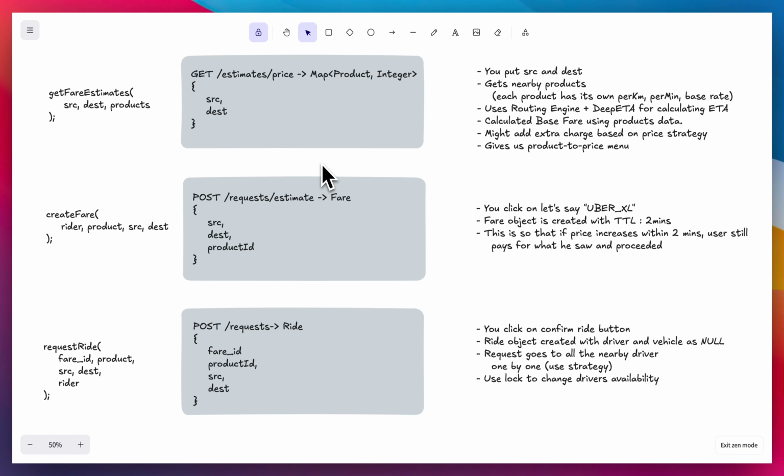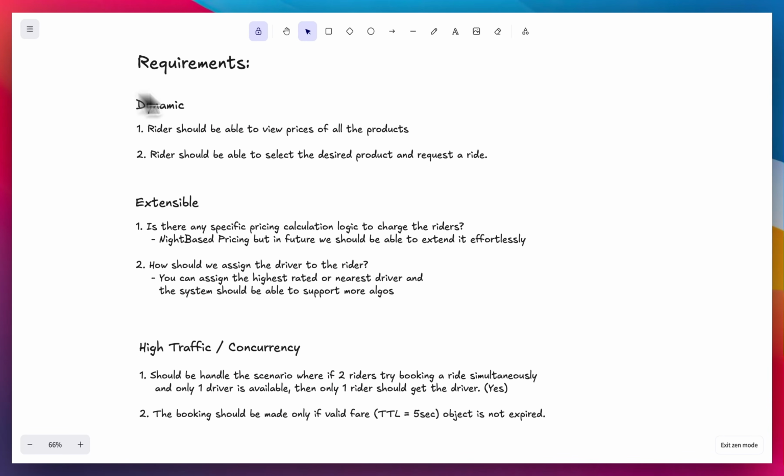So this is the entire flow which we are going to be designing. And in order to design that, I will be implementing these functions. All right. Now let's try to formally write all the requirements on the basis of our understanding just now.